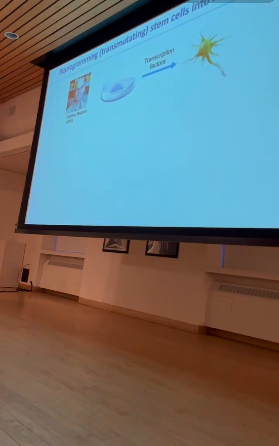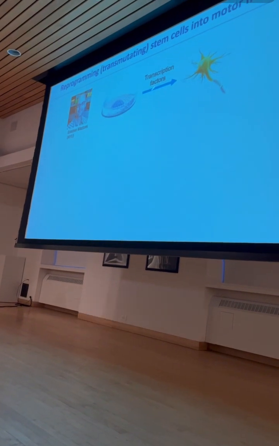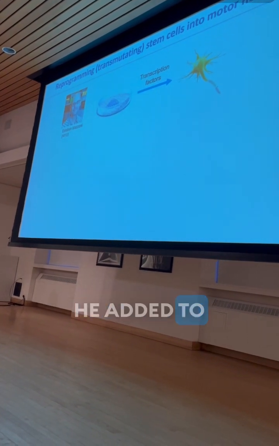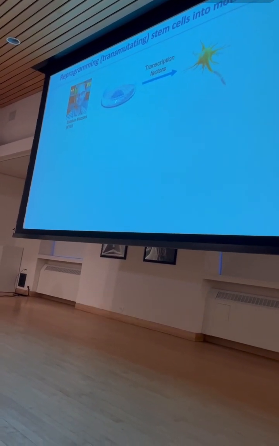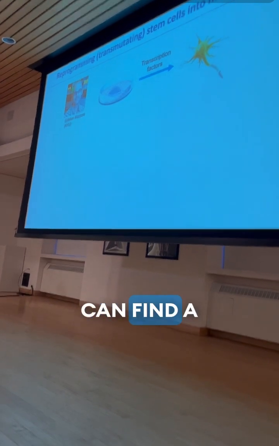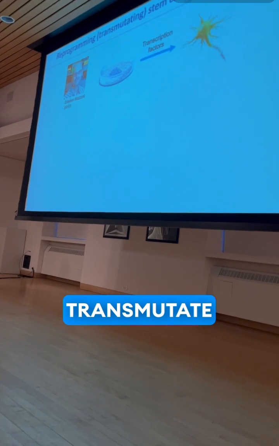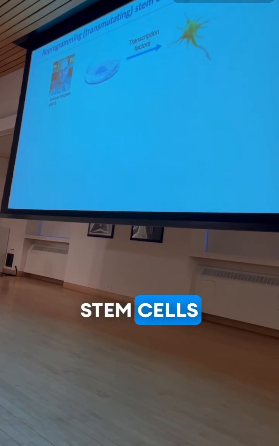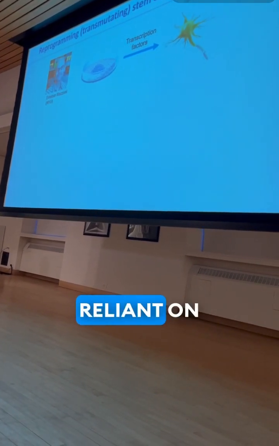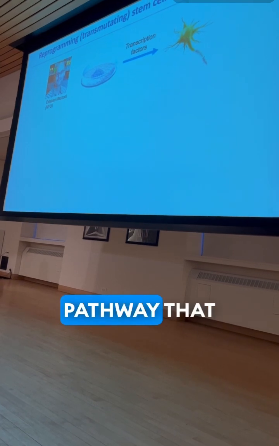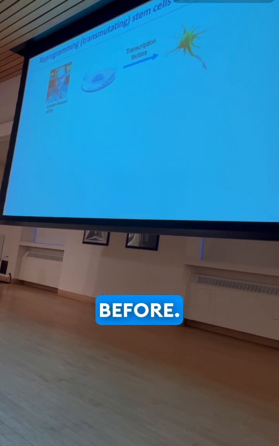And he basically, as an alchemist, started testing different transcription factors that he added to embryonic stem cells, these pluripotent cells, and asked whether he could find a combination of factors that would reprogram or transmutate these embryonic stem cells into motor neurons without relying on the normal developmental pathway that we relied on before.